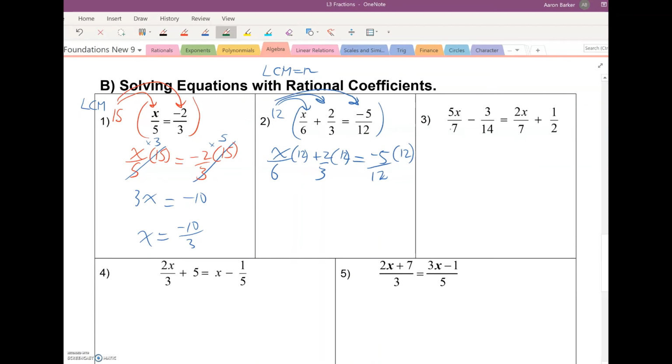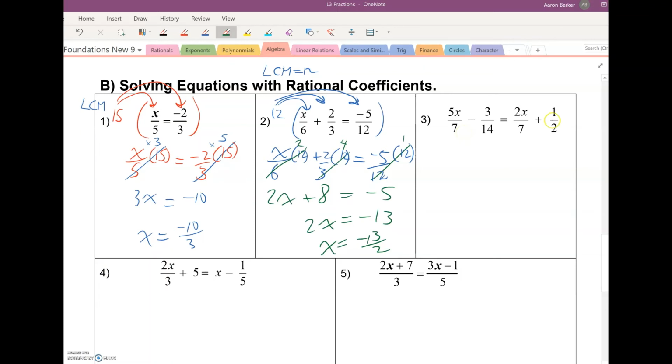So cancel out, that cancels to 2, cancels to 4, cancels to 1. 2x plus 8 equals negative 5. 2x, move the plus 8 to the other side by subtracting. 8 minus 5 is 13. So x equals negative 13 over 2. Okay. Good. Next question.